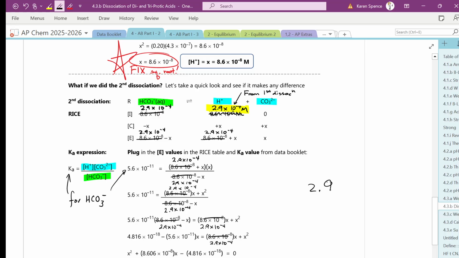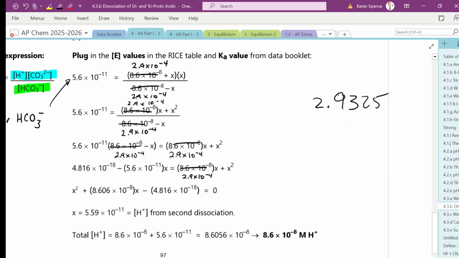It's actually 2.9325 times 5.6 times 10 to the minus 11. And that gives us, whoops, no, I shouldn't cross that one out. That's not the one I want to cross out. This is the one I want to cross out. This is 1.64 times 10 to the minus 11. Okay, so this should be 1.64 times 10 to the minus 11.